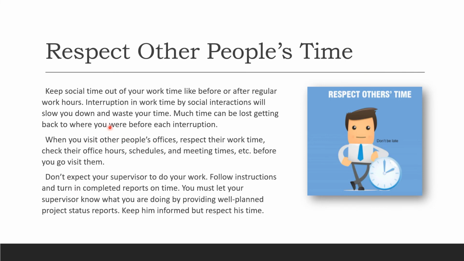Next, respect other people's time. Keep social time out of your work time, like before or after regular hours. Interruption in work time by social interactions is going to slow you down and waste your time. So much time can be lost getting back to where you were before each social or other interruption. When you visit other people's offices, respect their work time, and check their office hours, schedules, and meeting times before you go visit them.